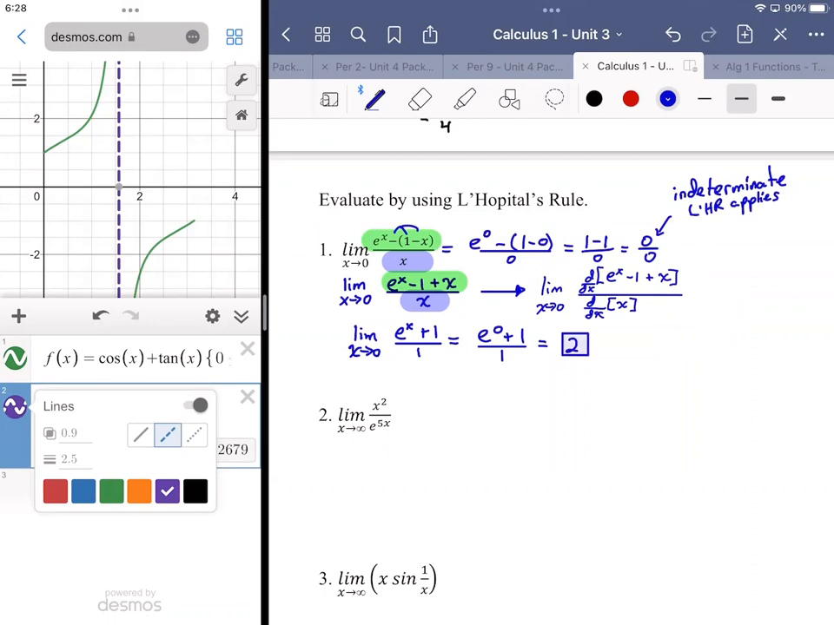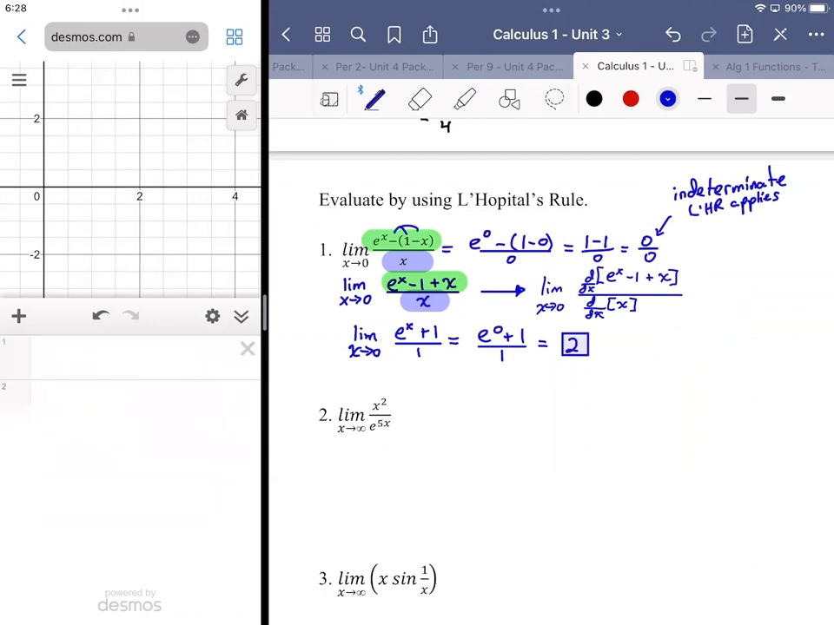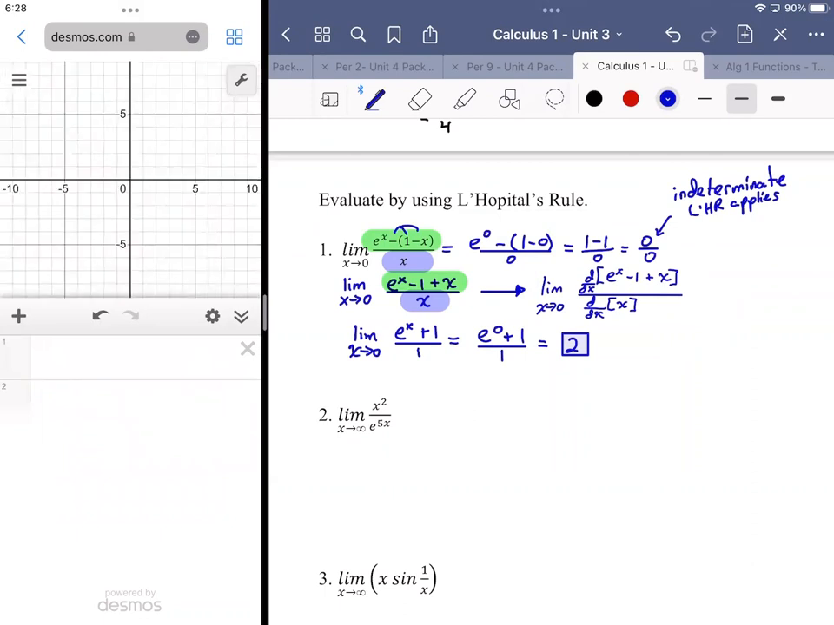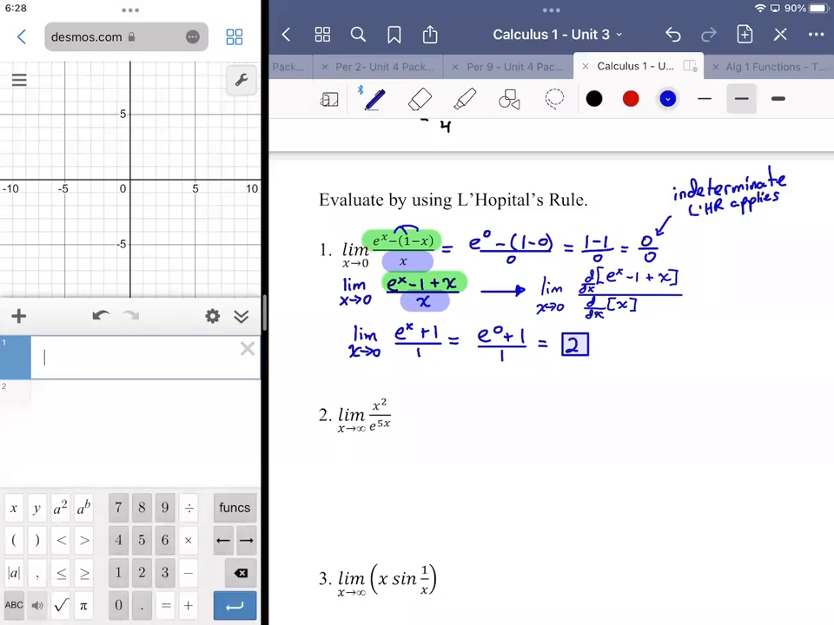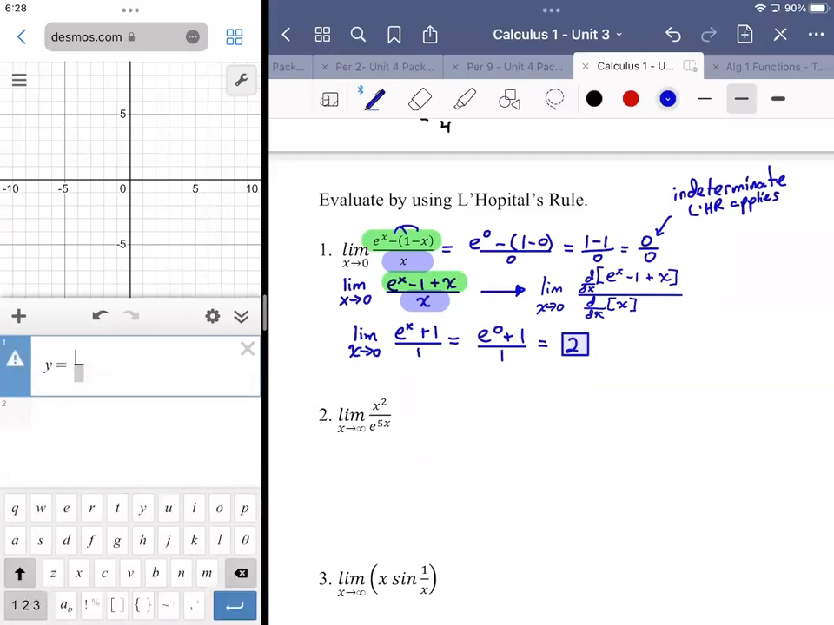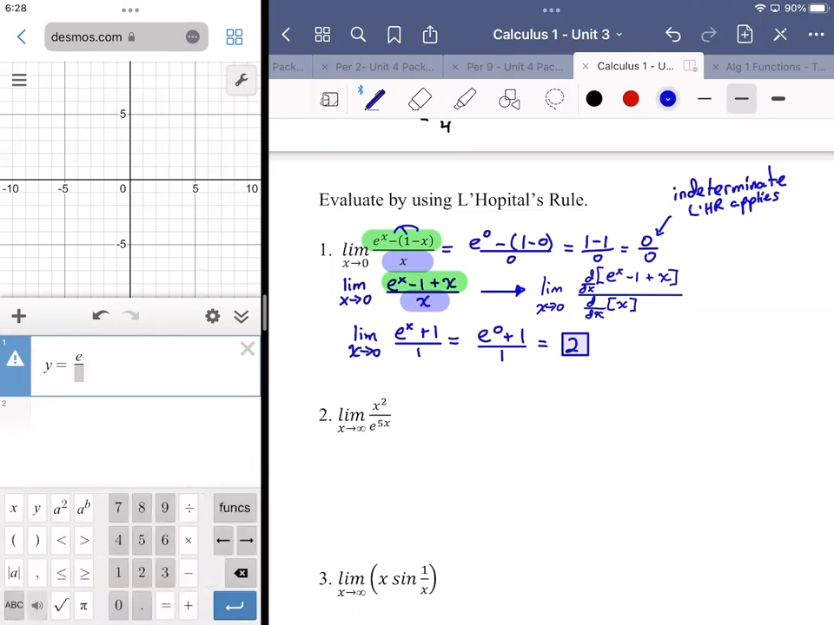Now, most, if not all of these problems, you should be able to get a result graphically. It's just a question of whether you can get the analytic result to match, right? So I can pop this in as y equals, or f of x equals, we'll just do y equals this time: e to the x minus 1 minus x, over x. You get a nice looking graph here.